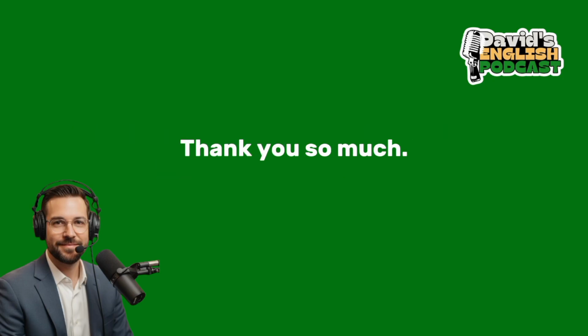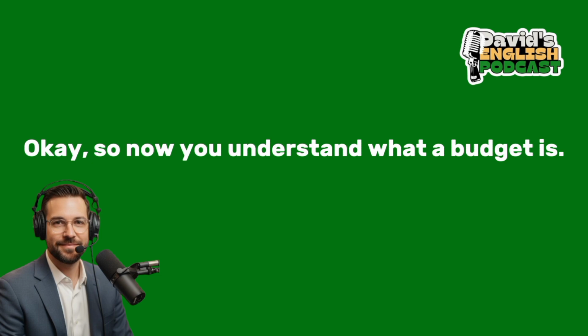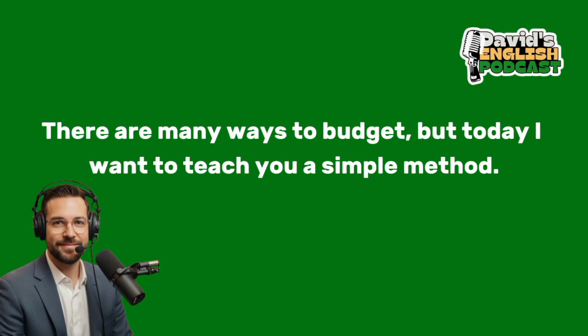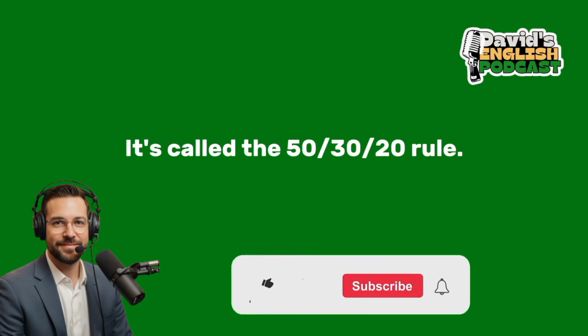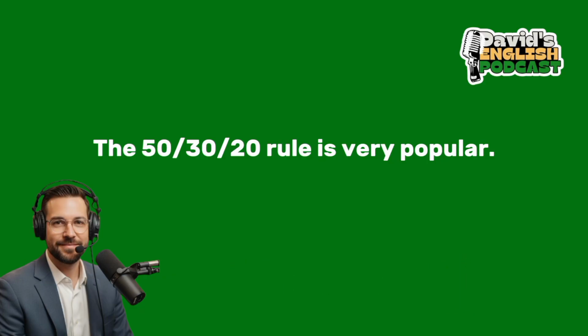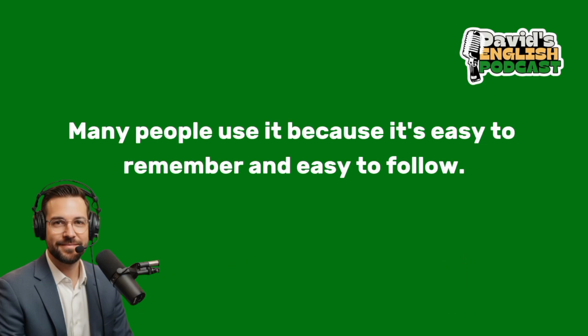Thank you so much. The 50/30/20 rule. Okay, so now you understand what a budget is. But how do you actually make one? There are many ways to budget, but today I want to teach you a simple method. It's called the 50/30/20 rule. The 50/30/20 rule is very popular. Many people use it because it's easy to remember and easy to follow.